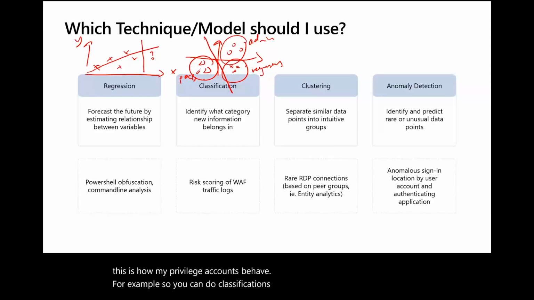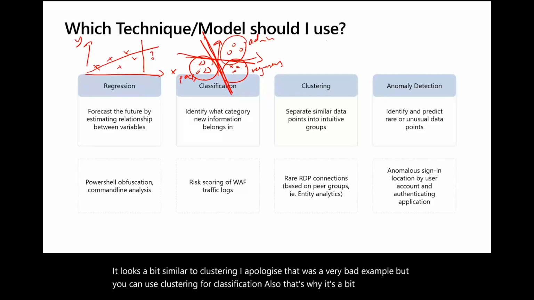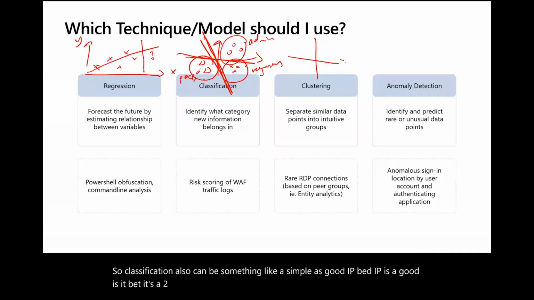Typically, oh, that was a bad diagram. Classifications, we would do it this way as well. So it looks a bit similar to clustering. I apologize, that was a very bad example, but you can use clustering for classification also. That's why it's a bit confusing. So classification can also be something as simple as good IP, bad IP. Is it good, is it bad? That's a two-way classifier.